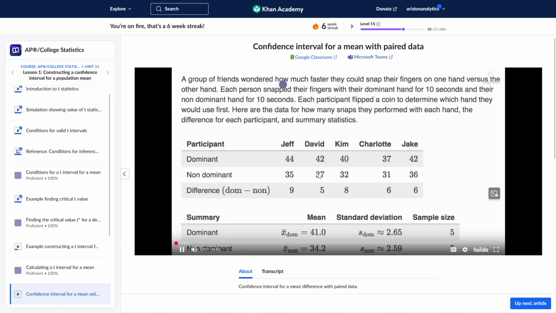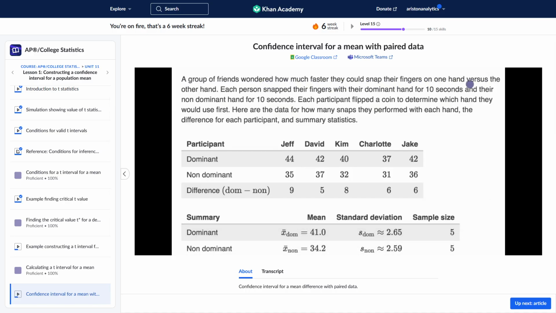A group of friends wondered how much faster they could snap their fingers on one hand versus the other hand. Very important question in life. Each person snapped their fingers with their dominant hand for 10 seconds and their non-dominant hand for 10 seconds.